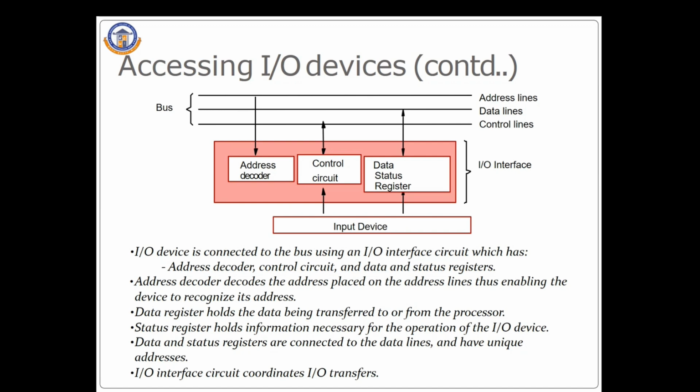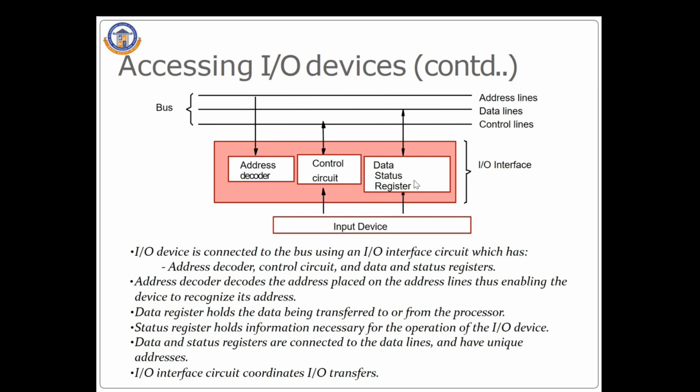The address decoder gets the address from the address line and decodes it, so that a particular input device will be identified. The control lines provide the read control signal, which is sent to the control circuit, and it provides the fetch operation to the IO device. The particular input device is identified, and the device sends the data to the data register.